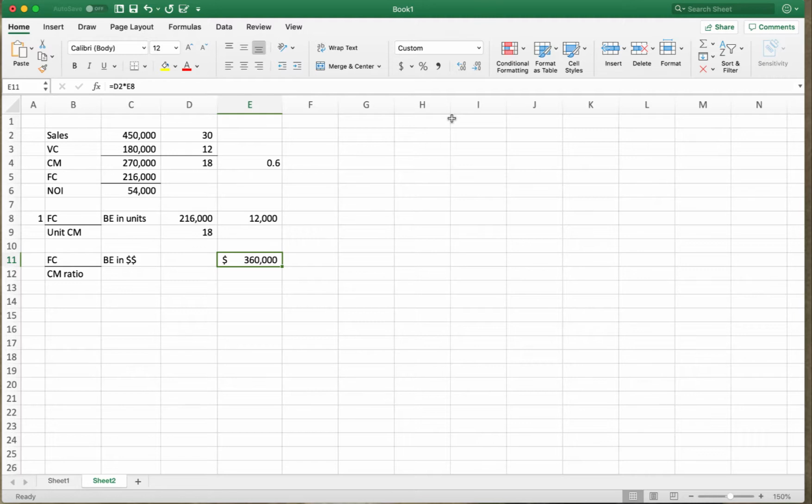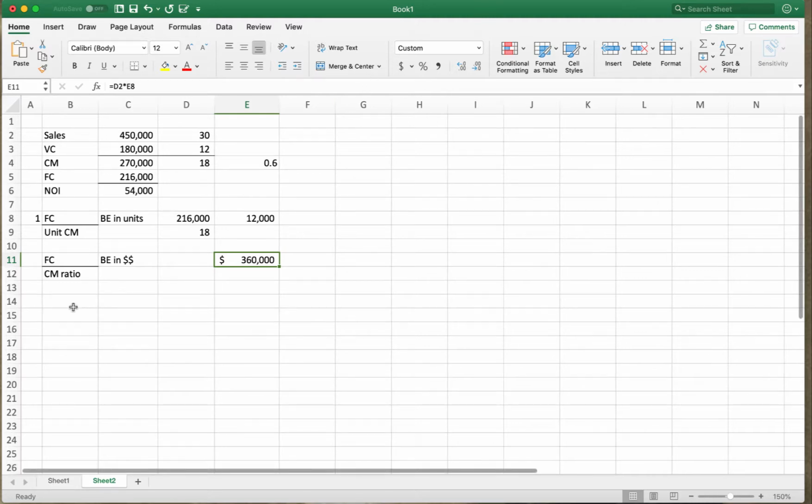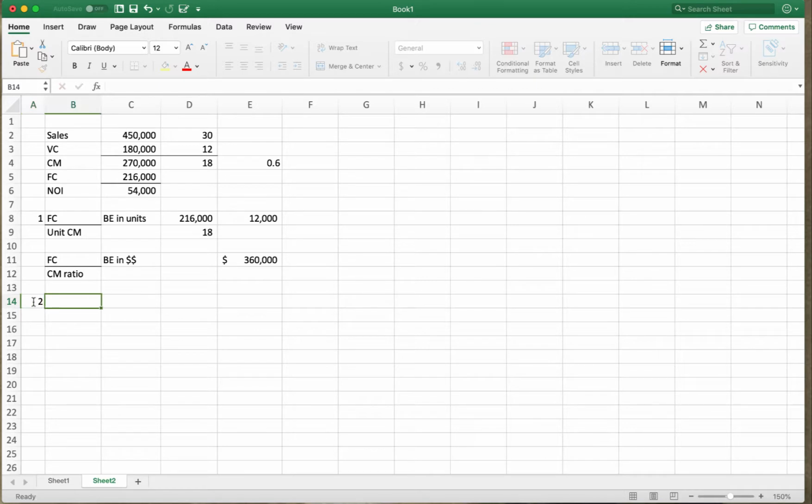We know at the break-even point, our contribution margin has to equal our fixed costs. So what's the contribution margin? It's the amount of fixed costs. It's $216,000. So on your study guide, you should put $216,000 as your answer, and you should explain why it's $216,000. And again, it's $216,000 because the contribution margin is equal to the fixed expenses at the break-even point.